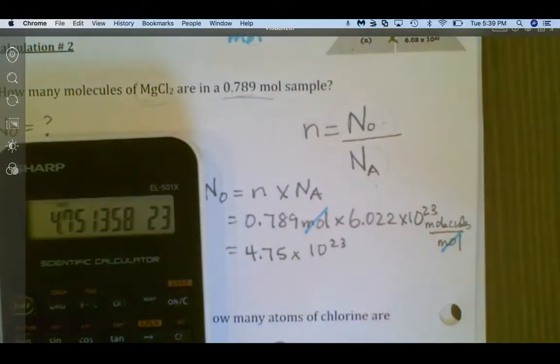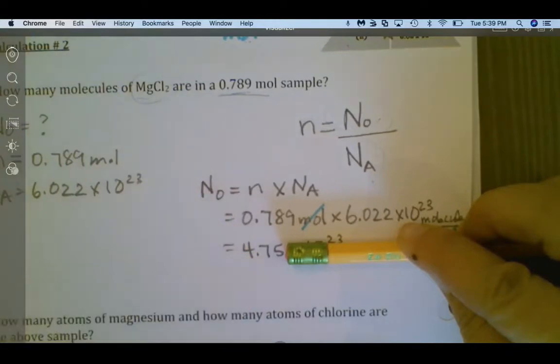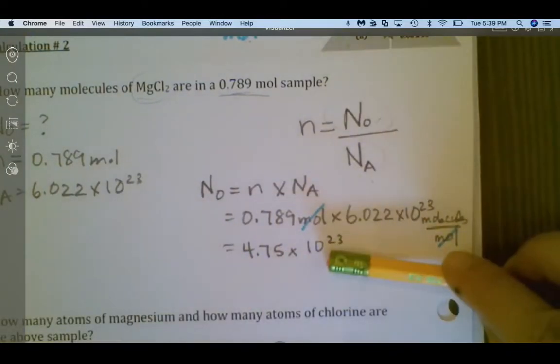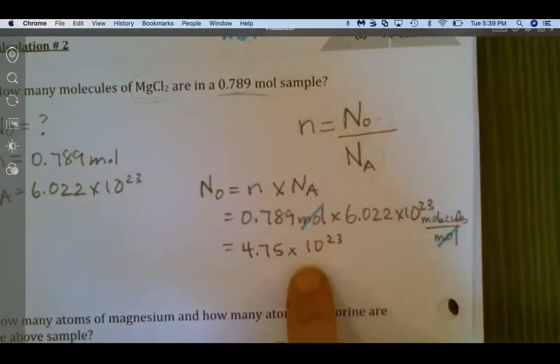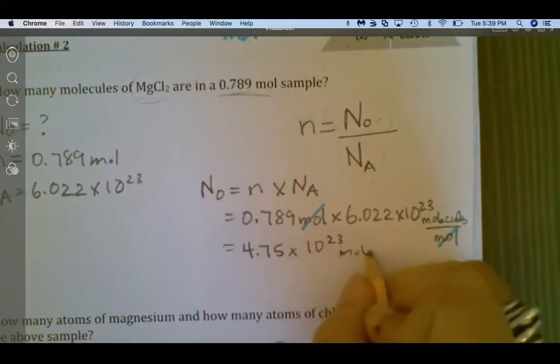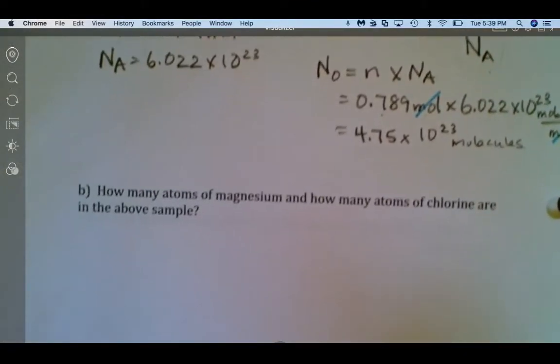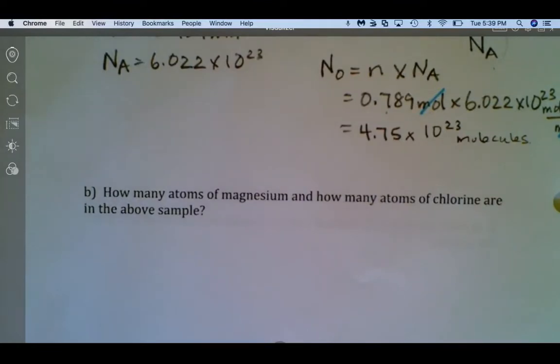If you just wrote 4.75 and you forgot the times 10 to the 23, that doesn't make sense because this is roughly 5 molecules, but this value is really 4.75 trillion billion molecules. So it's really important that you keep that exponent there, and we really should have our unit of molecules. So when you have a 0.789 mole sample of magnesium chloride, this is how many molecules would be in that sample. Down below, it's asking you to count how many atoms of magnesium and how many atoms of chlorine are in the above sample.